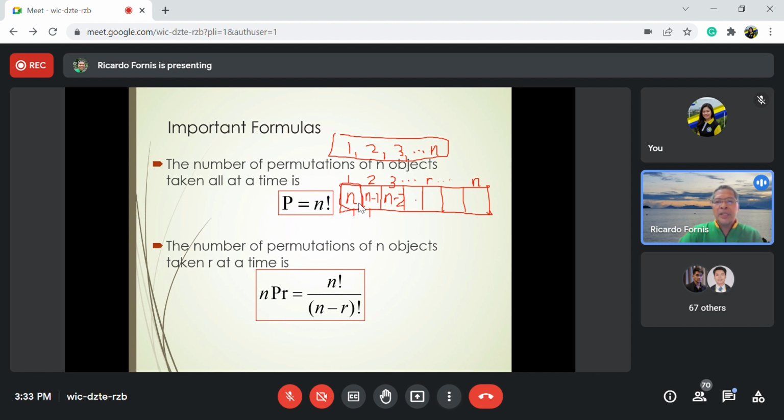You can imagine that in the last box, there will be one object left, and we don't have any other choice but to assign it as the last object. Since we multiply the numbers in the boxes, the multiplication is simply n times n minus 1 times n minus 2 up to 1, which is exactly n factorial.